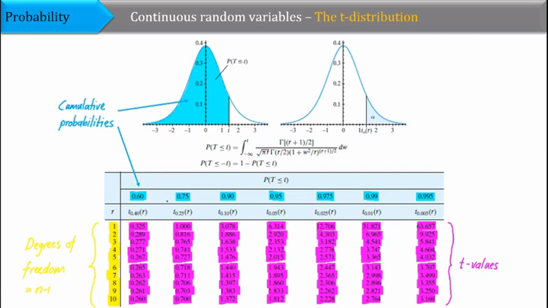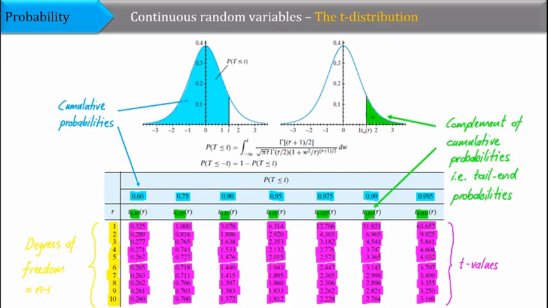Then in this first row over here, which is highlighted in blue, we have the cumulative probabilities. So if I have, for example, a T value of 2.571 with 5 degrees of freedom, in other words, 5 degrees of freedom means a sample size of 6, then the probability of being less than or equal to this will be 0.975. So in other words, 2.571 will be the cutoff point, and then the area to the left of it, this whole area here, will be 97.5%.